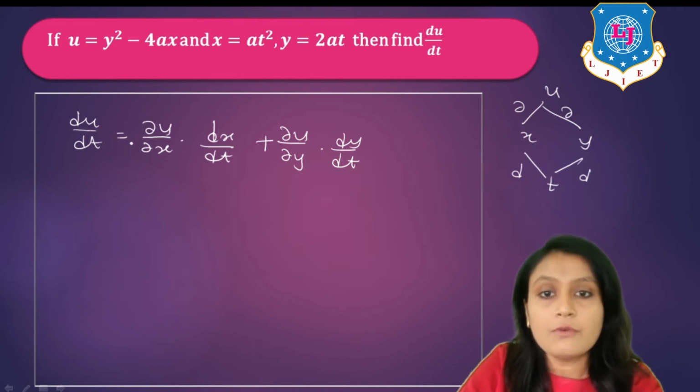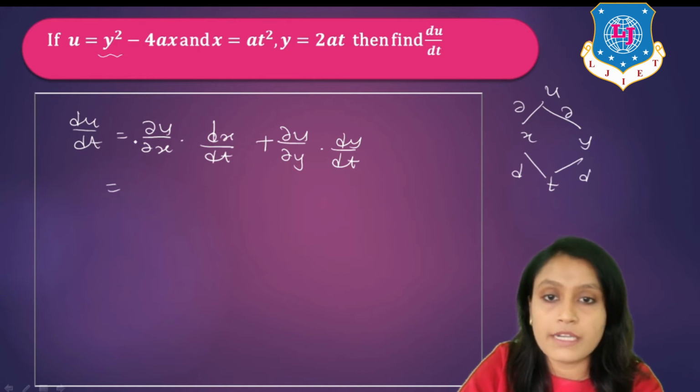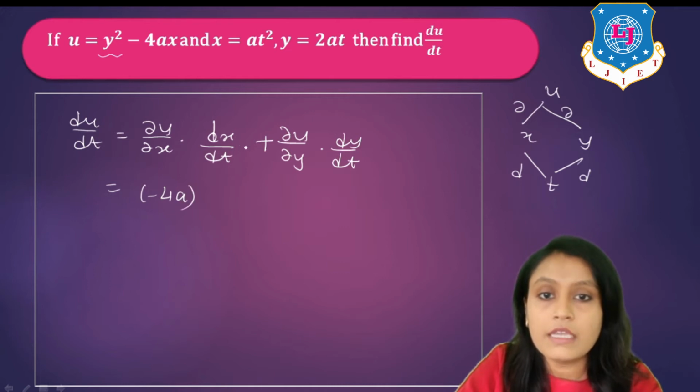Now we will find these derivatives. So differentiate u partially with respect to x, and we will keep y as a constant. So this y square is 0, and from this you will get the answer as minus 4a. Now find the derivative of x with respect to t. So what will you get from here?